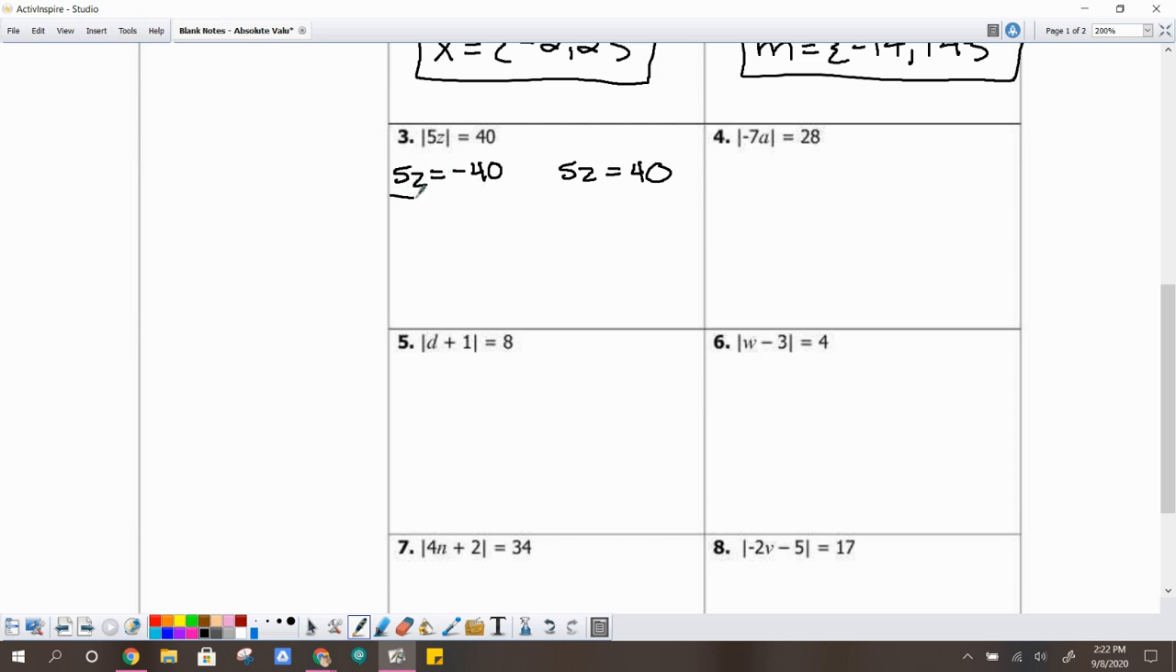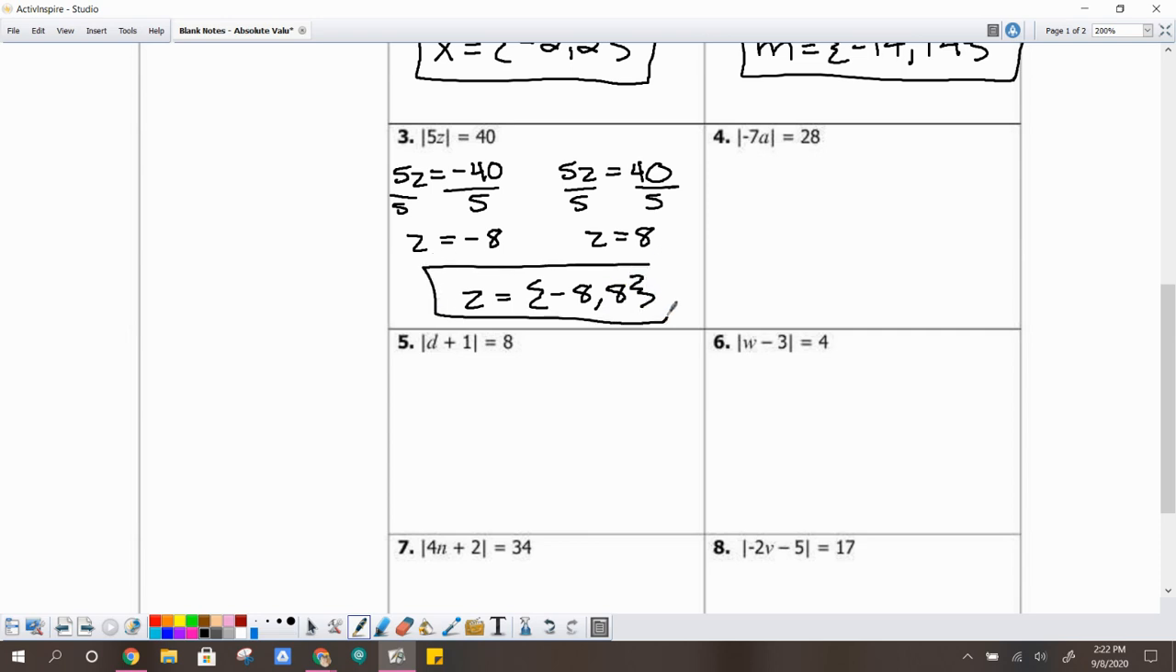To solve this, I'm going to divide by 5. Same thing on this side. So I have z equals negative 8. And then over here I have z equals a positive 8. And then I have my 2 solutions, so I'm going to write it as negative 8, comma 8 with my braces.